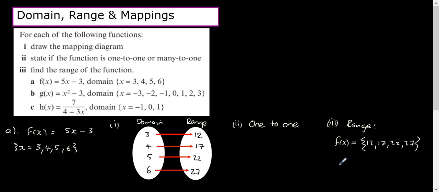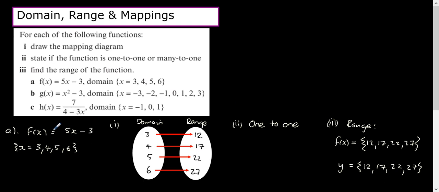The other way that you'll see the range written is that y equals these. Between those two ways of writing the range, there's no right or wrong way. I just tend to say if the question's given as f of x, then I'll use f of x in the range. If it's given as y equals, I'll use y equals in the range.